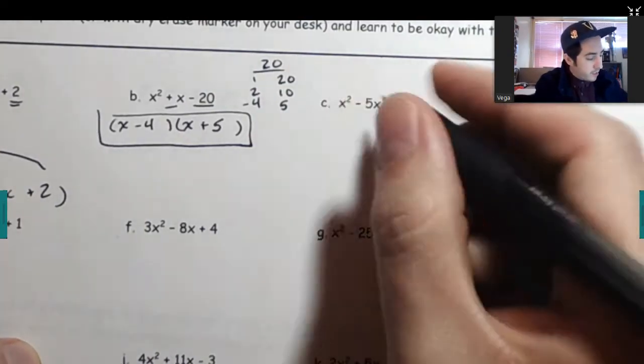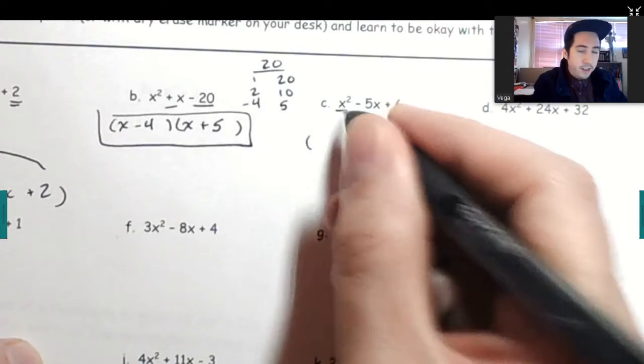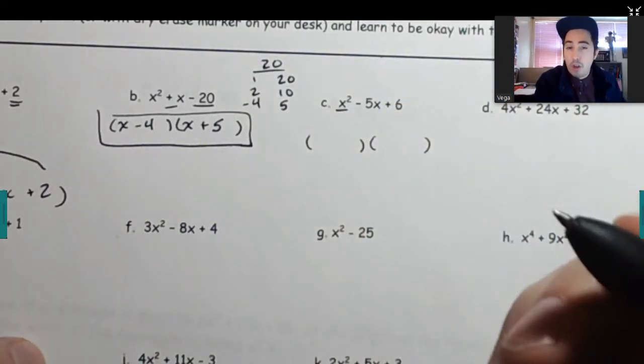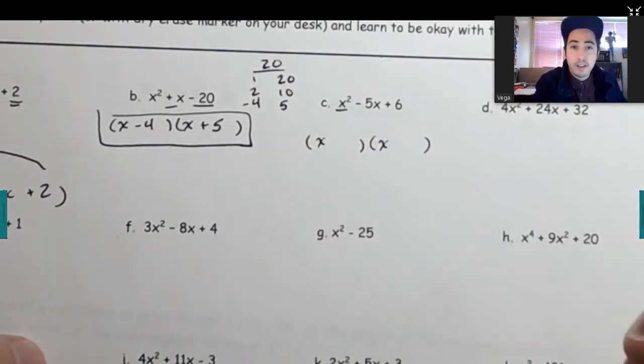So again, look at this number here. I know my answer is going to look like this. The answer always has to look like that. The first value I look at is x squared. How do I get x squared? There's only one way to get x squared: x and x.